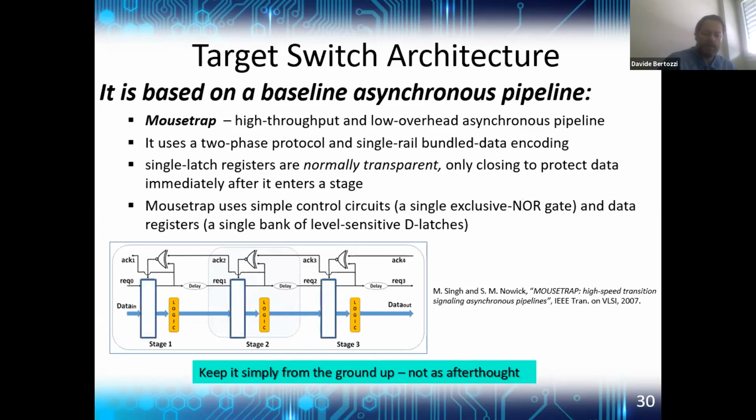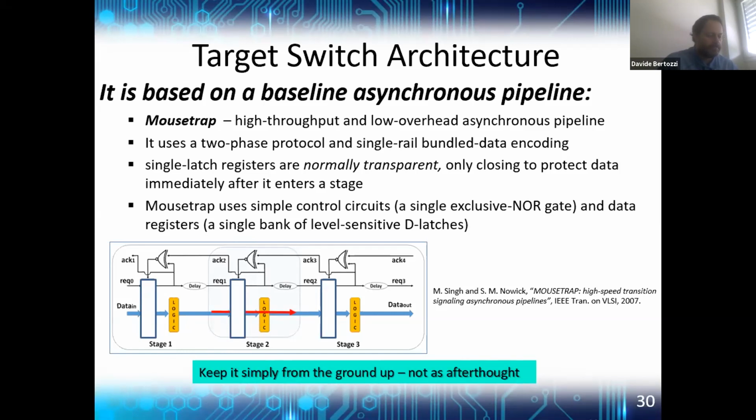So, as you can see here, we have these Mousetrap pipeline stages, and each pipeline stage is simply represented by latch-based registers and simple control logic, a single exclusive NOR gate. So this is a simple pipeline stage with the Mousetrap technology. You have to imagine that these latches are normally transparent, and each data item advances through the pipeline elastically based on local conditions.